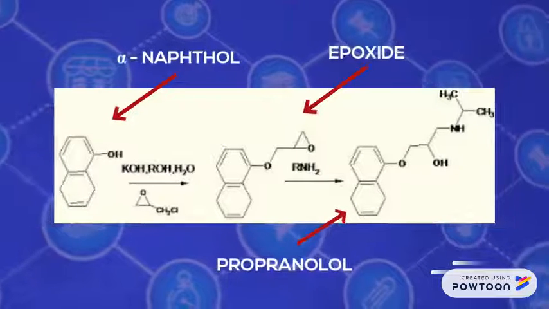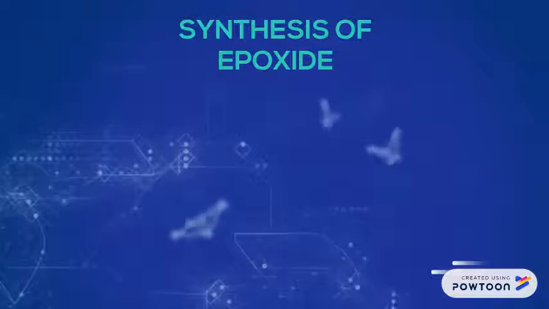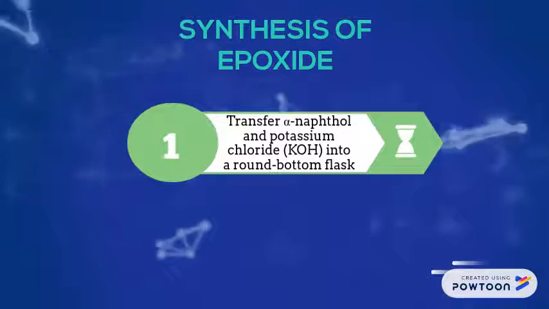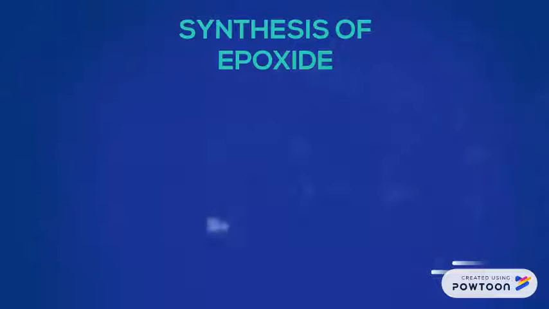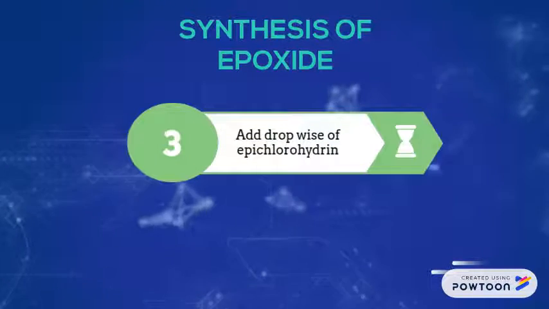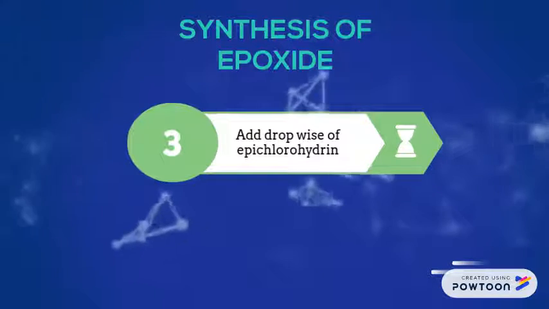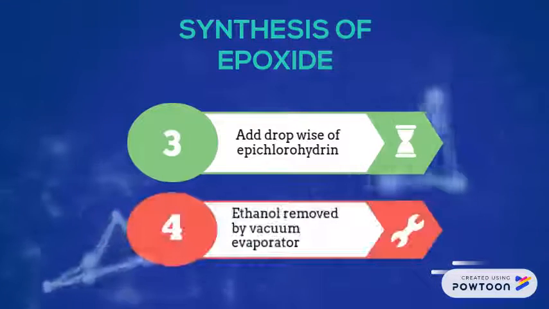This is the overview reaction of propranolol. The process starts off with transferring alpha-naphthol and potassium chloride into a round bottom flask and adding ethanol and water with a ratio of 9:1. After dissolution, epichlorohydrin is added dropwise, then the reaction is left to be stirred with magnetic stirring at room temperature. Ethanol was then removed by vacuum evaporation.